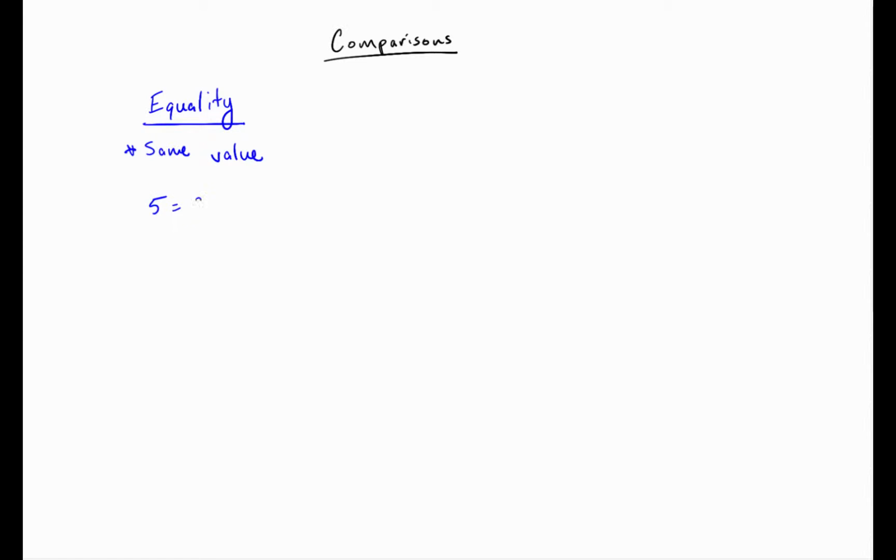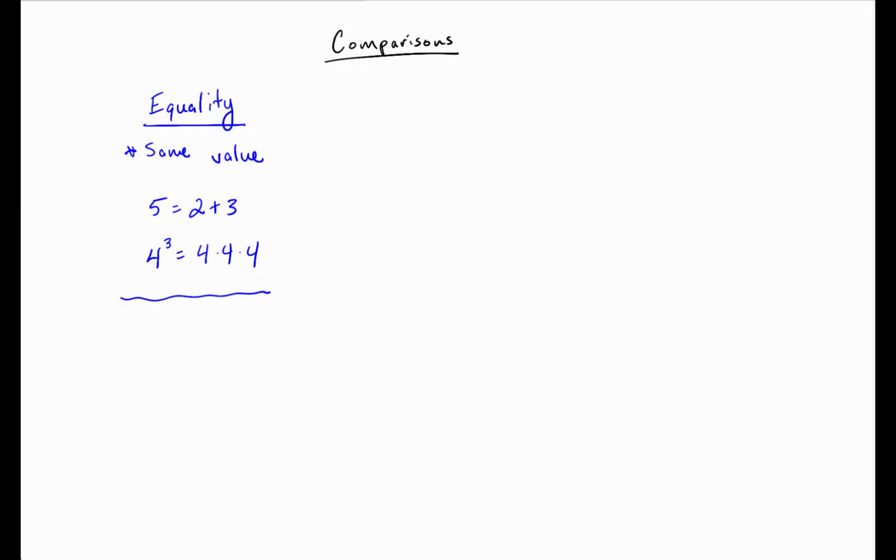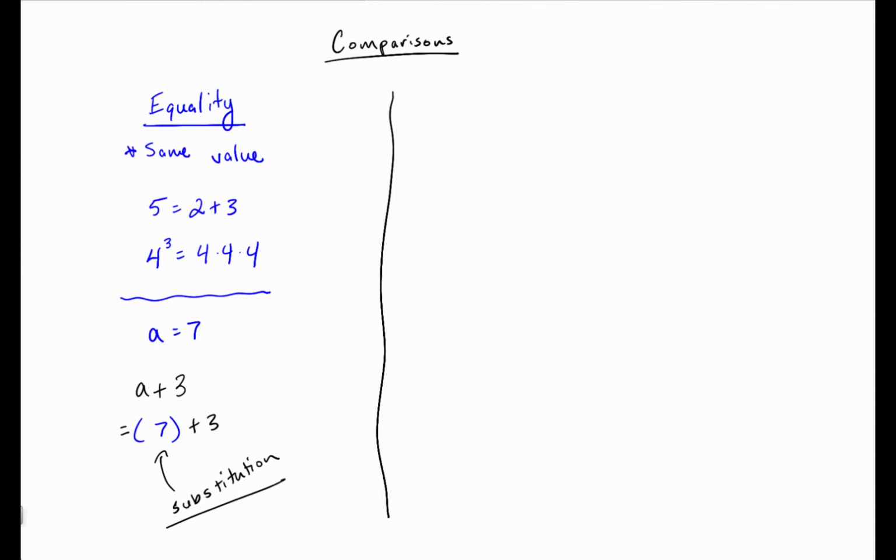For example, if 5 is equal to 2 plus 3, or 4 to the third power is equal to 4 times 4 times 4. The things on the left and right side have the same value. So here we're saying that a has the same value as 7. So if we have a plus 3, we can replace a, or substitute 7 for a. Substitution is a powerful utility that we're going to use throughout this course.